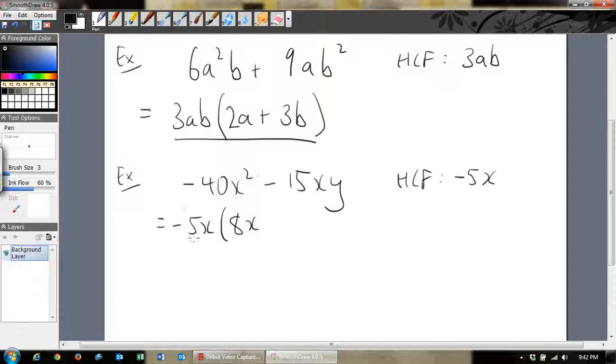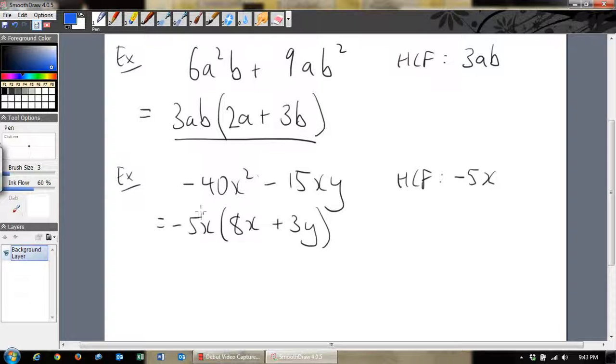Here, what do we need to multiply negative 5x by to get negative 15xy? Well, we need to multiply it by positive 3, because positive 3 times negative 5x will be negative 15x. And then also we're going to have a y there, because it's just sitting there by itself. We need to multiply that by y. And so that is your answer.